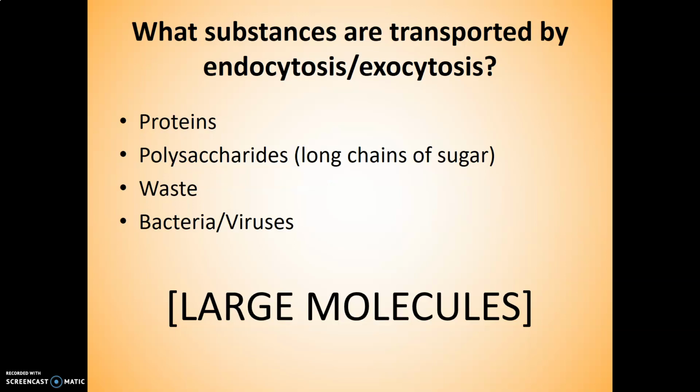So what substances are transported by endo and exocytosis? These are proteins, polysaccharides, remember poly meaning many, chains of sugars, waste, bacteria, and viruses. All your large molecules are what is going to be either brought in or excreted through this process.